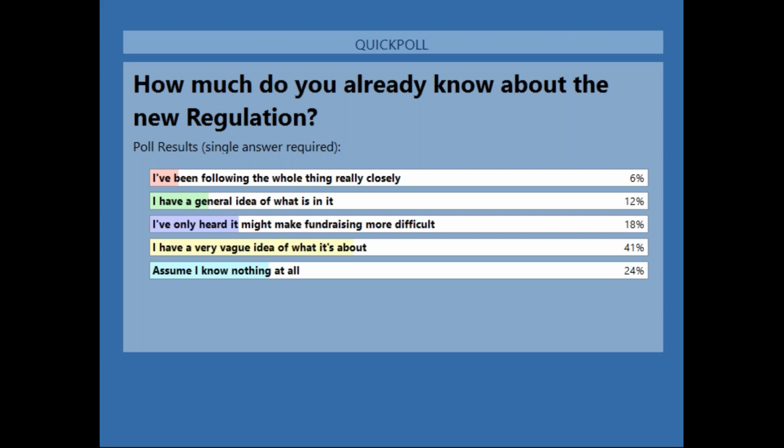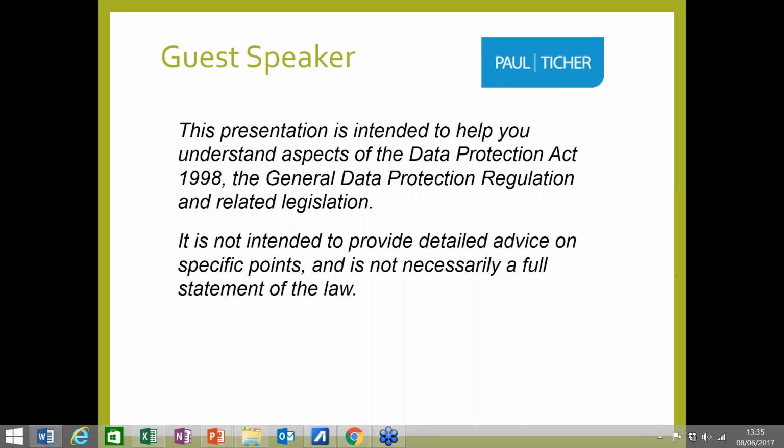So as one might expect, almost a majority have a vague idea or know nothing at all, and some people have a good idea. So hopefully by the end of today, you will have a lot more of an idea of what's going on.